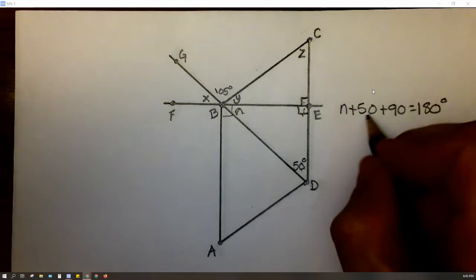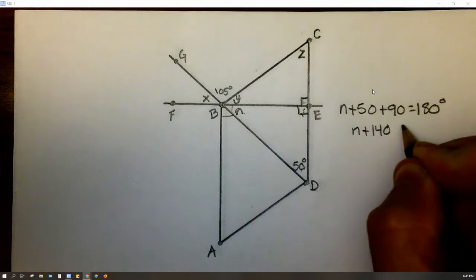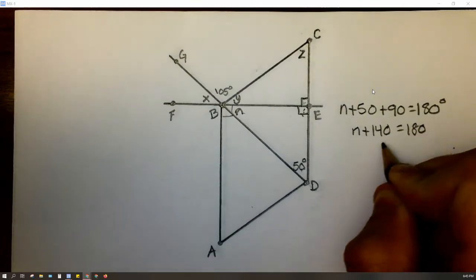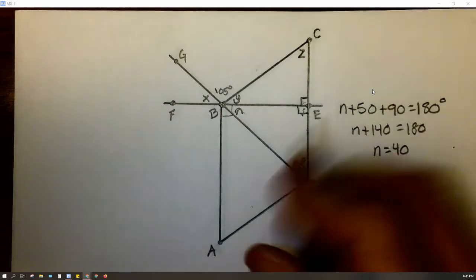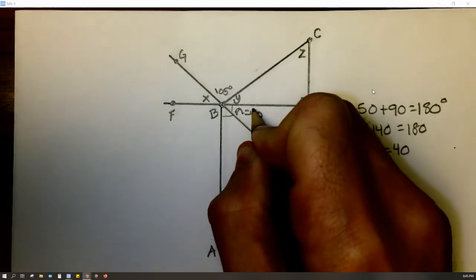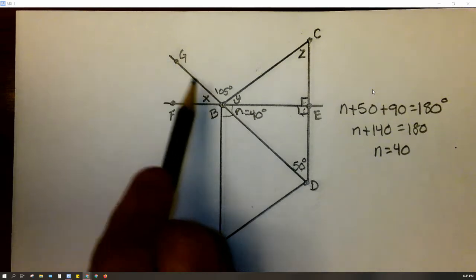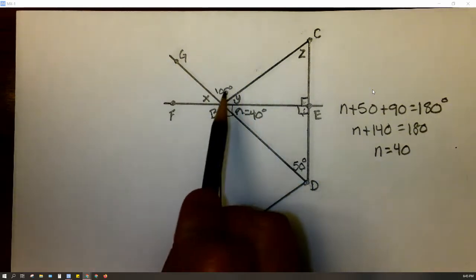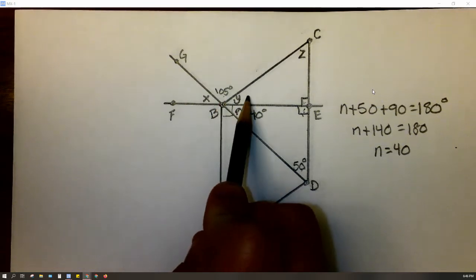So here we go. 50 plus 90 is 140, so N plus 140 equals 180. Subtract 140 from both sides, N must be 40. So N here, which again wasn't in the problem, I just made up N. N is 40 degrees. Well, that gives us some information because we have a straight line, GD. GD is made up of three angles. This angle, and this angle.